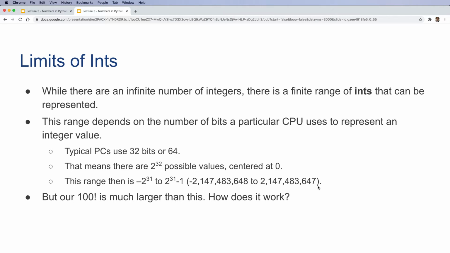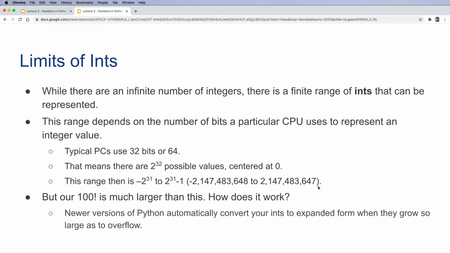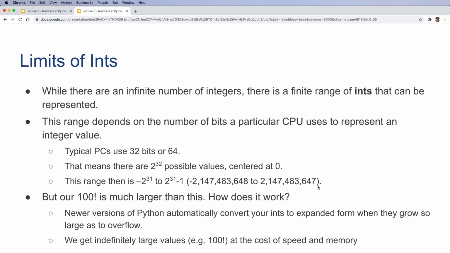However, when we did 100 or 1000 factorial, the numbers were quite large. How did Python do this without any problem? The newer versions of Python automatically expand your ints when they grow so large as to overflow, allowing indefinitely large values such as 100 factorial, at the cost of speed and memory.